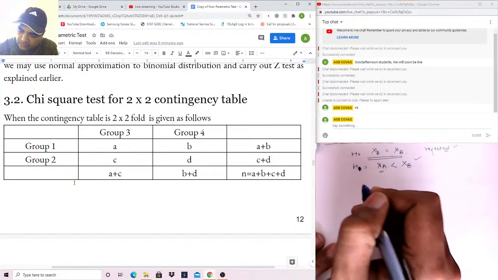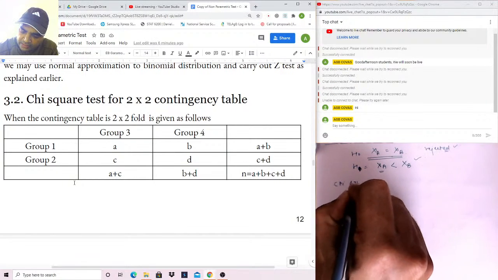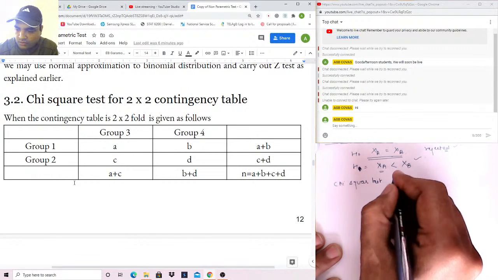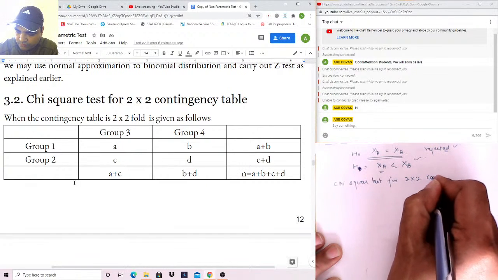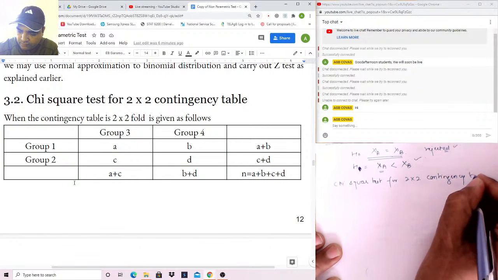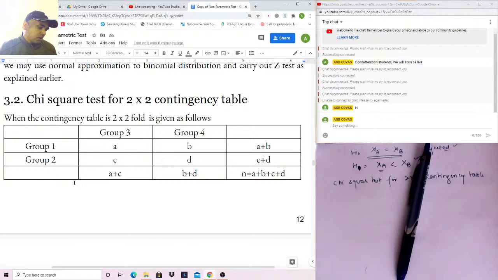That is the chi-square test for a 2 by 2 contingency table, right? So earlier we have calculated the value for this one sample test.